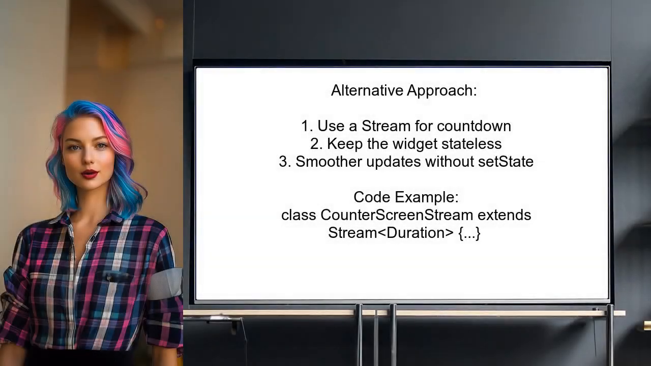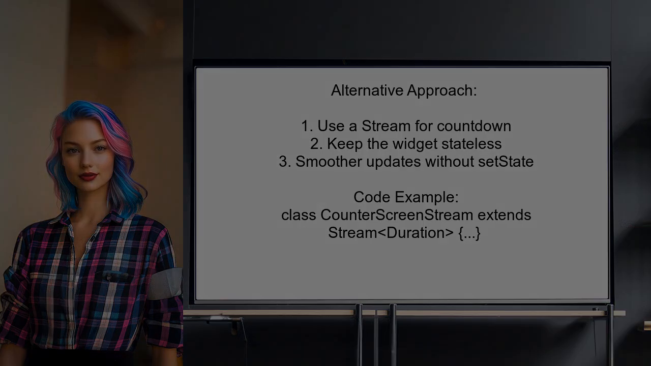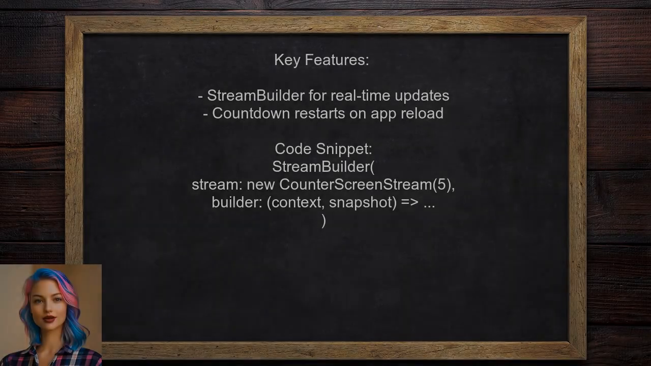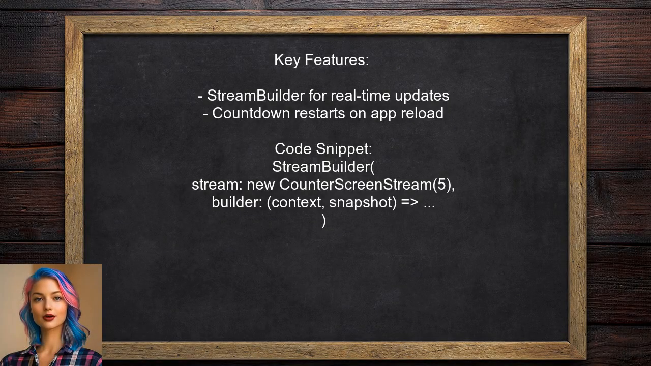An alternative approach to creating a countdown widget in Flutter involves using a stream instead of setState. This method keeps the widget stateless and allows for smoother countdown updates. This solution utilizes a StreamBuilder to listen for countdown updates and display the current countdown value. The countdown restarts when the app reloads, unlike stateful widgets.